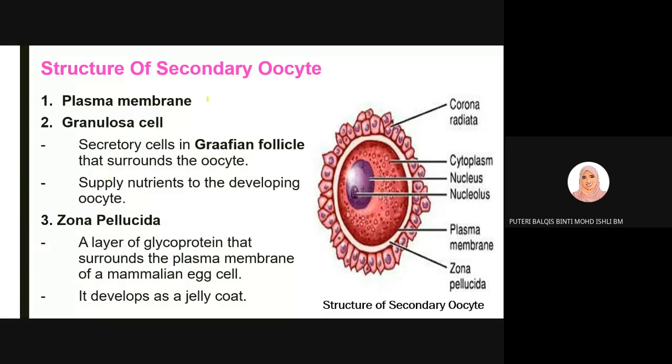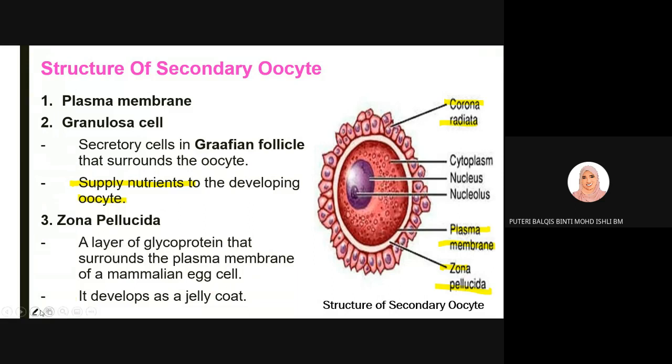So it has plasma membrane. This is the plasma membrane. It has granulosa cells, or also known as corona radiata. Okay, secretory cells in Graafian follicles surround the oocyte. It will supply nutrients to the developing oocyte. And then it also has zona pellucida. This is the zona pellucida. Okay, a layer of glycoprotein that surrounds the plasma membrane of mammalian egg cell. It developed as a jelly coat.